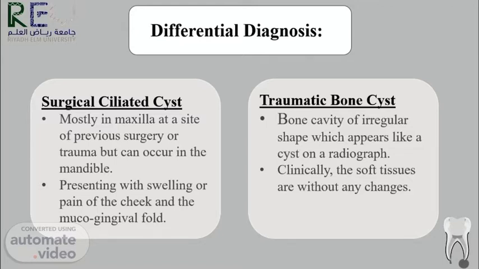TBC range from lesions of 1 cm in diameter to those which involve the whole corpus and ramus of the mandible. The growth of some traumatic bone cysts can cause a fracture of the mandible, while others have spontaneous regression. And in the radiograph, they most often appear as a well circumscribed, isolated, and unilateral radiolucent area which lies under the apex of the root and the tooth on the same side. The treatment is surgical.